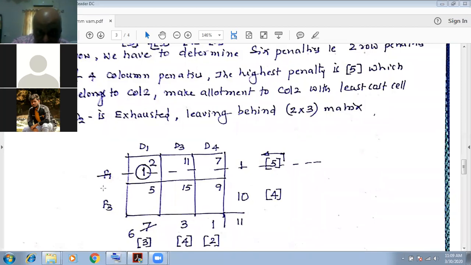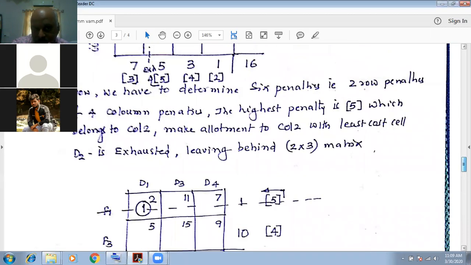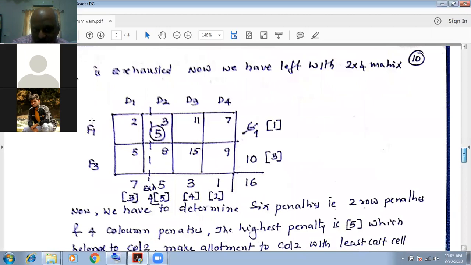So F1, out of 6, I have already given 5 units to showroom number 2. That you must remember always. You should not forget. You see here I have left with only 1 unit. Though F1 capacity is 6, out of that 6, 5 already I have given in the previous stage. I have left with only 1 unit. That you have to carry forward. That I am showing it here. Okay.